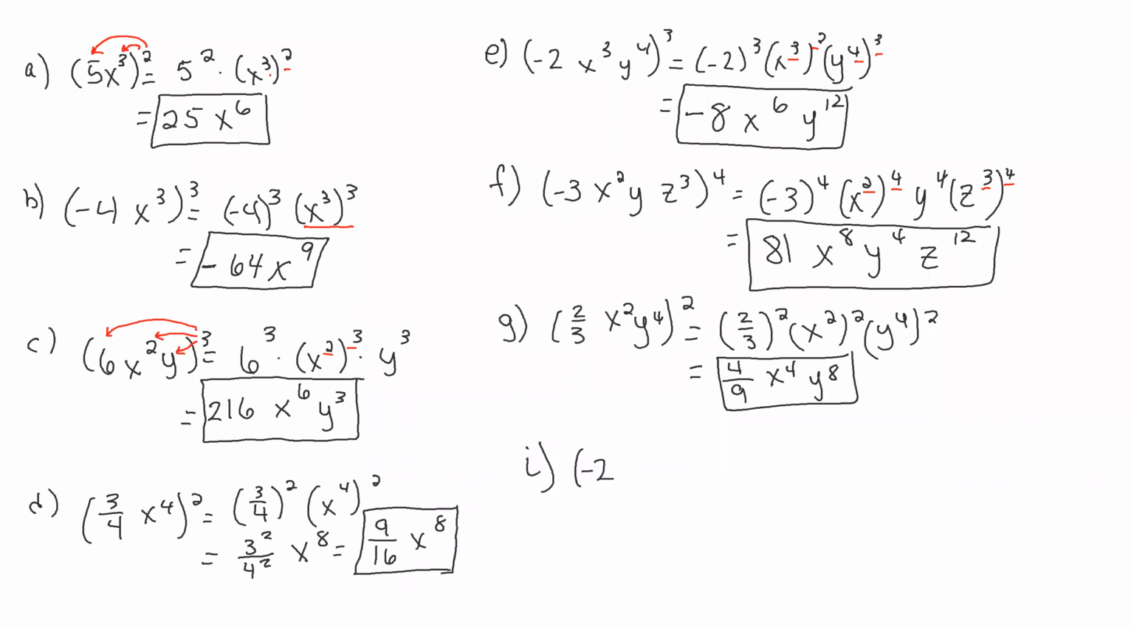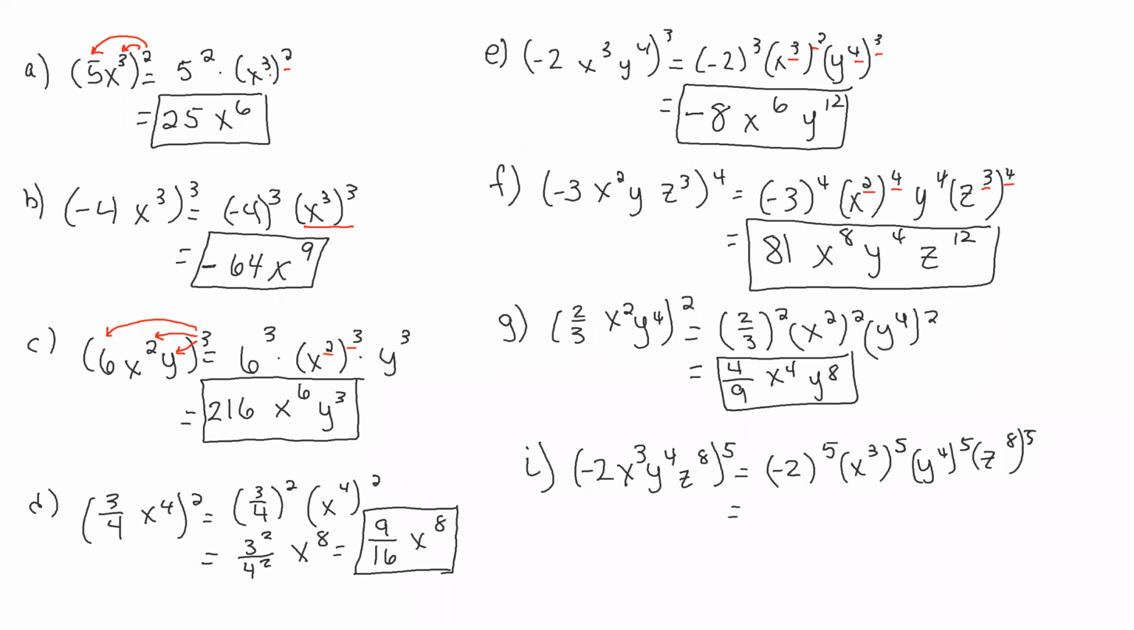Let's do one more. So for this one, I have (-2 x to the 3rd, y to the 4th, z to the 8th), all of this raised to the 5th power. So each factor gets raised to the 5th. So I get (-2) to the 5th, (x to the 3rd) to the 5th, (y to the 4th) to the 5th, and (z to the 8th) to the 5th.